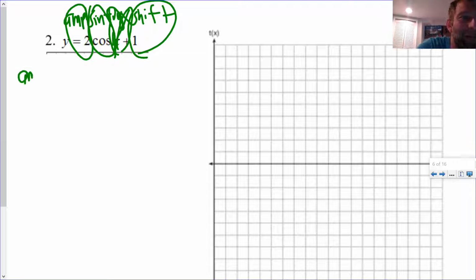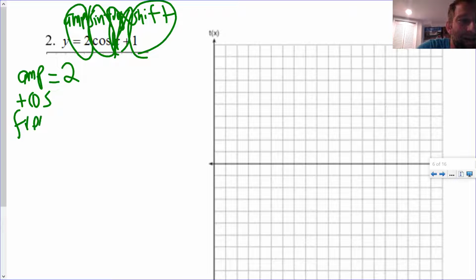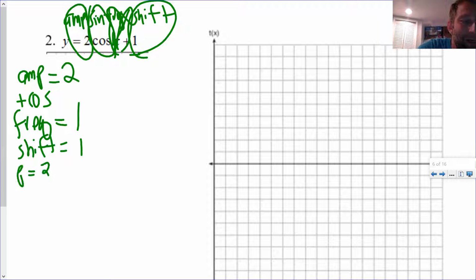So the amp is what's in front of the sine or cosine. The amp is 2. Sine or cosine, positive or negative. This is a positive cosine. The frequency is between the cosine and the x. In this case, it's 1. My shift is what comes at the end. My shift is 1. Then I need to find the period, because the period goes to the end of the 4th dash. The formula for period is 2 pi over the frequency. The frequency is 1. So my period is 2 pi.